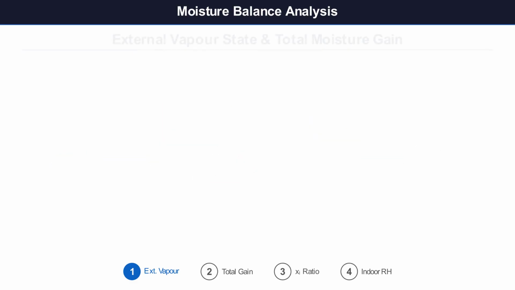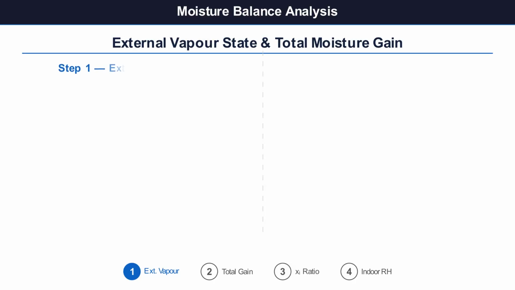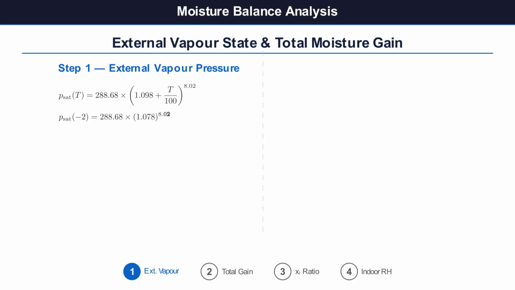We calculate the external vapor pressure and the total internal moisture generation rate. Step 1. We determine the saturation vapor pressure at the outdoor temperature of -2 degrees Celsius. The empirical formula gives Psat as 288.68, multiplied by the quantity 1.098 plus T divided by 100, raised to the power of 8.02. Substituting T equals -2, Psat evaluates to approximately 517 pascals.